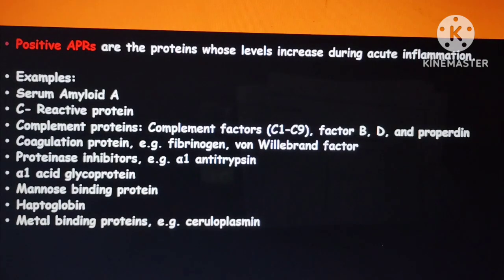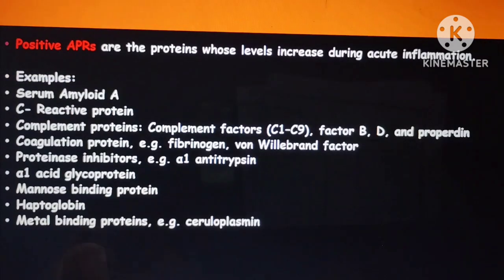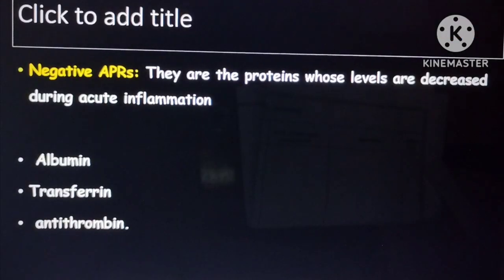Just remember what the negative ones are. Negative ones are albumin, transferrin and antithrombin. The rest will all be positive. The positive ones usually get increased during inflammation, whereas the negative ones decrease during inflammation. As I told already, just remember the negative ones so that you can easily exclude the positive.